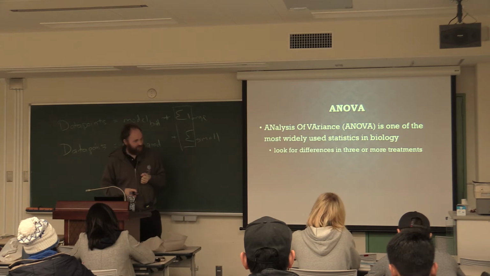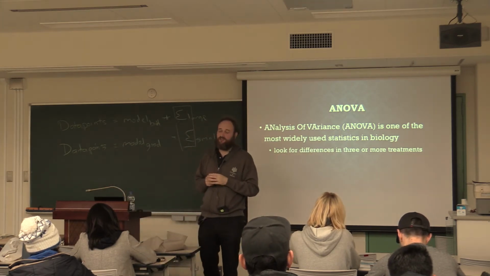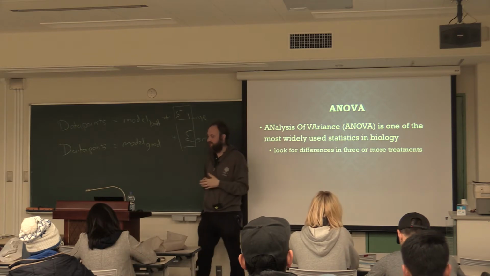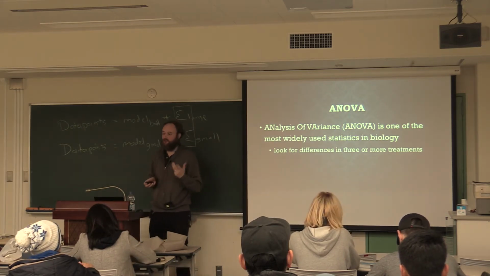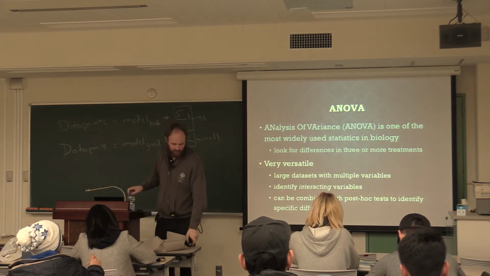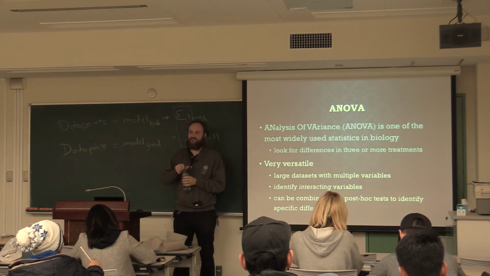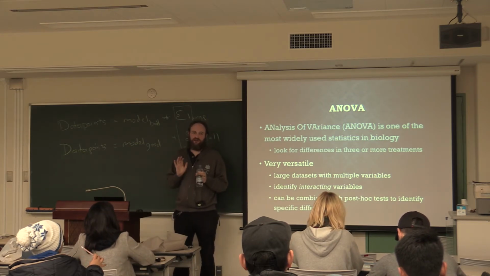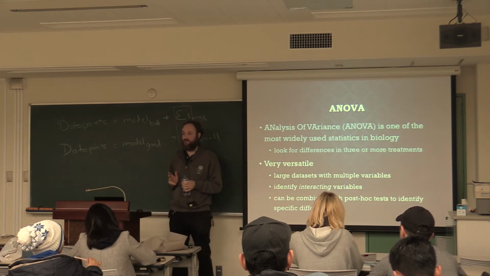So ANOVA, this test, it's really widely used in biology and in science in general. We use it for looking for differences in three or more treatments. And why do we use this so much? Well, a big part of it is that it's extremely versatile. It can be used to do lots of different things.